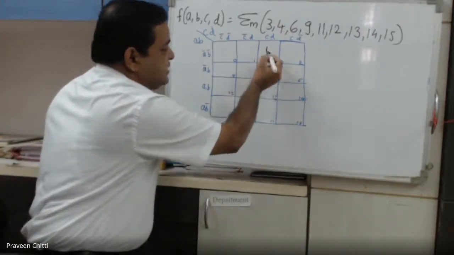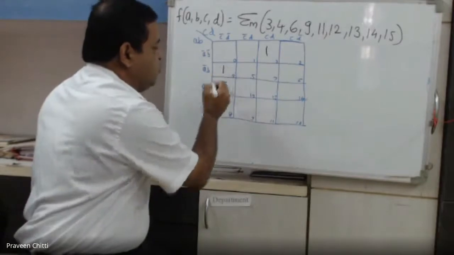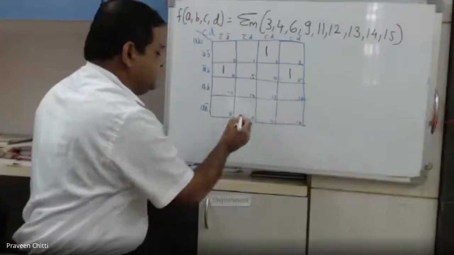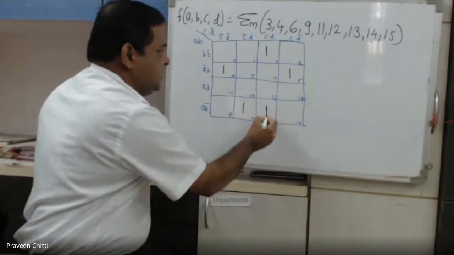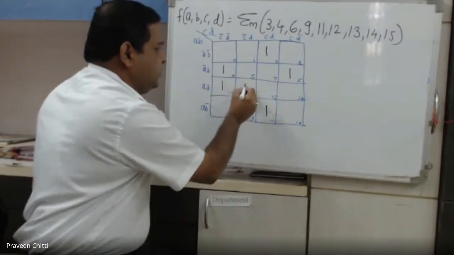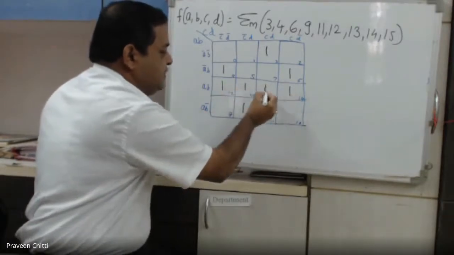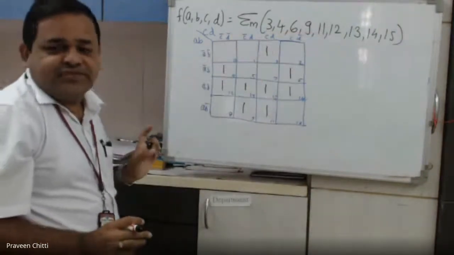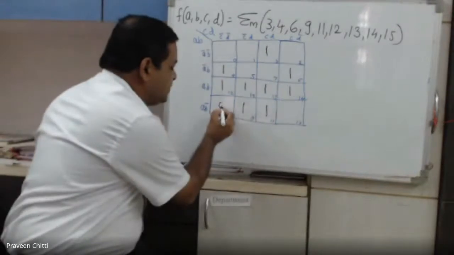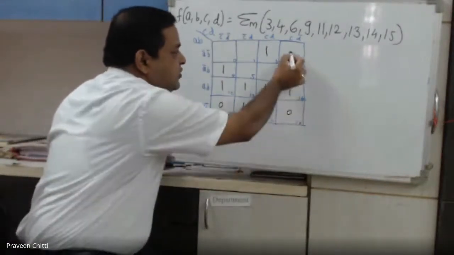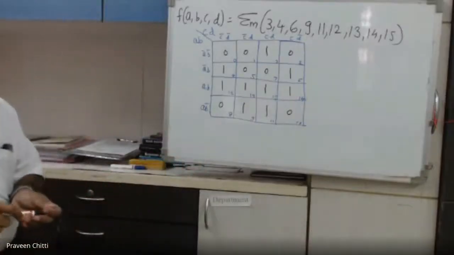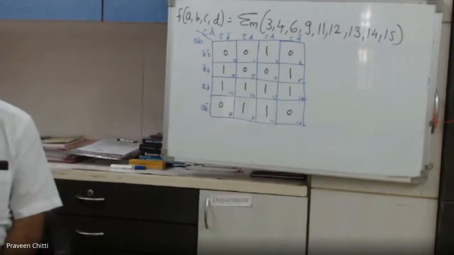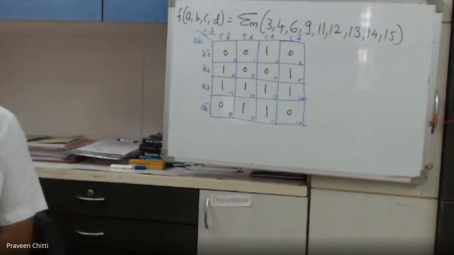3, then 4, 6, 9, 11, 12, 13, 14, 15. Whatever numbers are given, there you have to enter 1. I have done that. And in the remaining you should enter what? 0. This step is also clear? I hope this step is also clear.